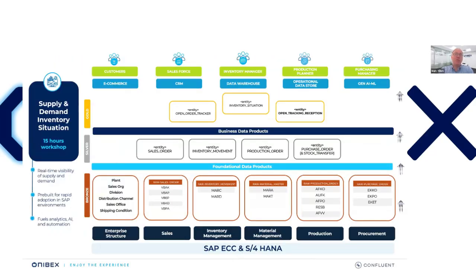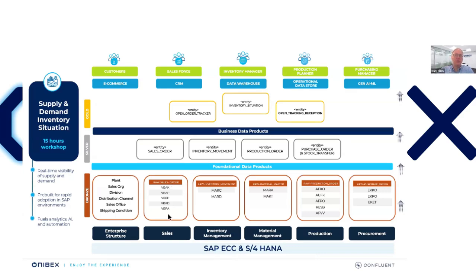So this is an example of supply and demand. Again, you've got your bronze level, right? All of these prepackaged data products. And this is the secret to what we do, right? We're a data company. We've already pre-mapped these things. So that's why it only takes 15 hours to do this, because we've got everything ready to go.